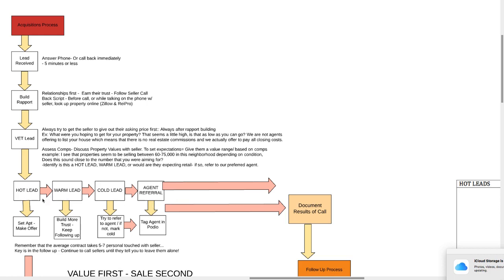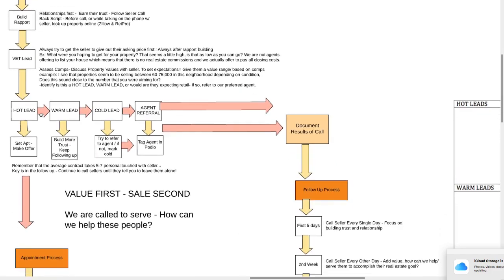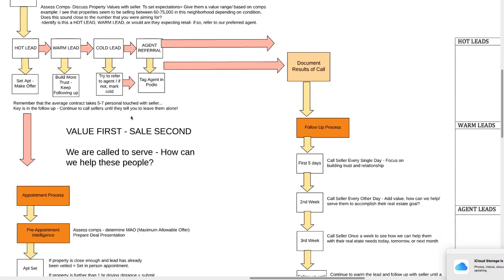If it's a hot lead, we want to set that appointment immediately. Go meet them in person where we can walk through the house, assess condition, build even better relationships and stronger rapport. Value first, sales second, right? We're called to serve these people. So how can we help? How can we be the solution? So that's it. If it's a hot lead, you're going to go on that appointment. Let's execute the contract. And the acquisitions manager's one directive upon going in that house is to walk out with a contract, right?